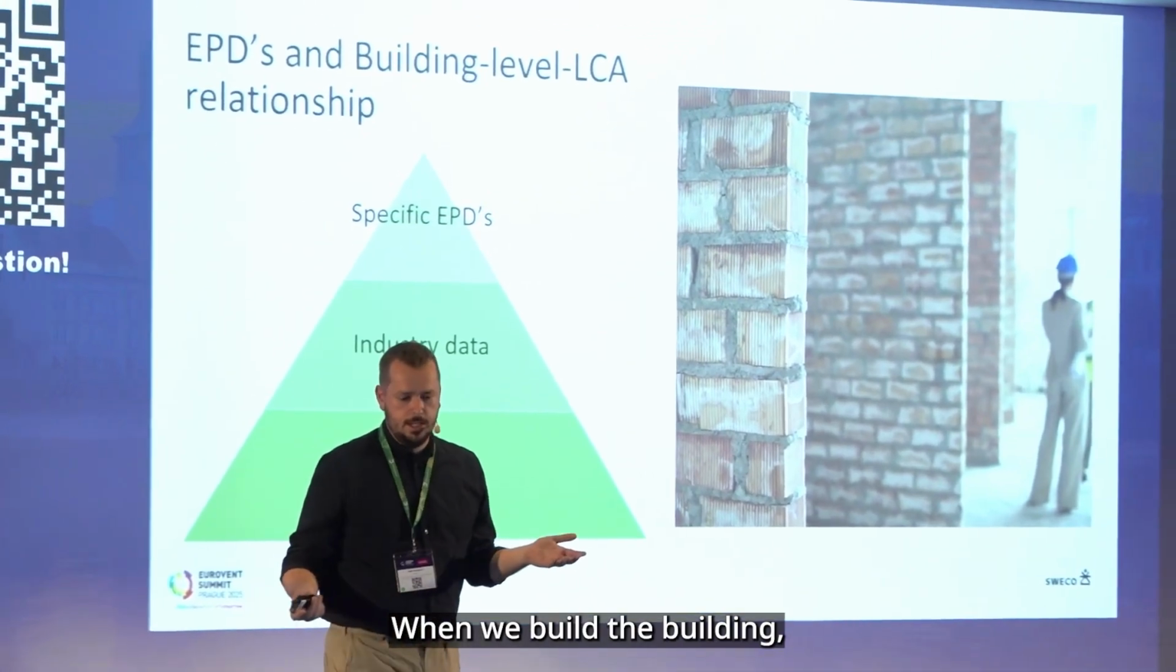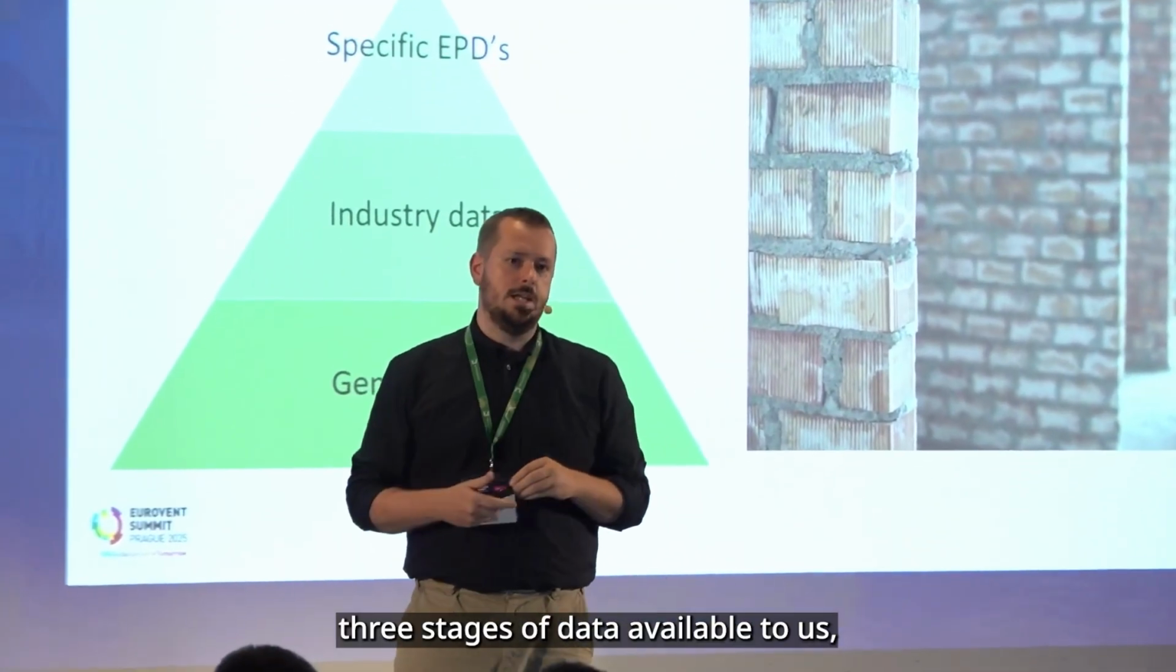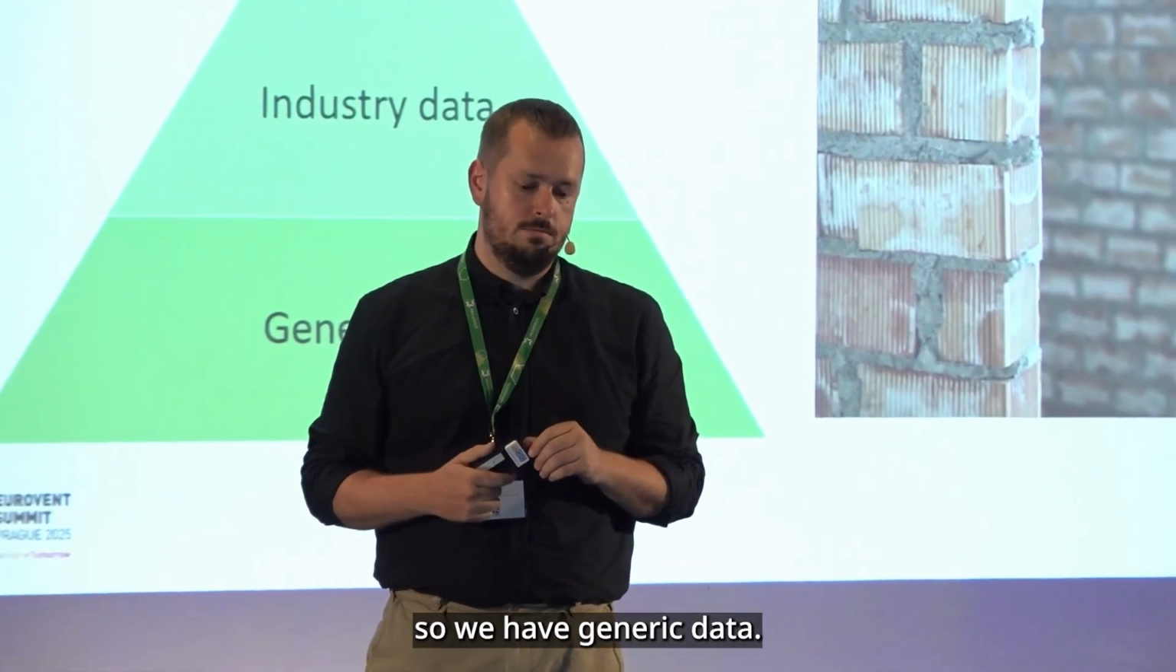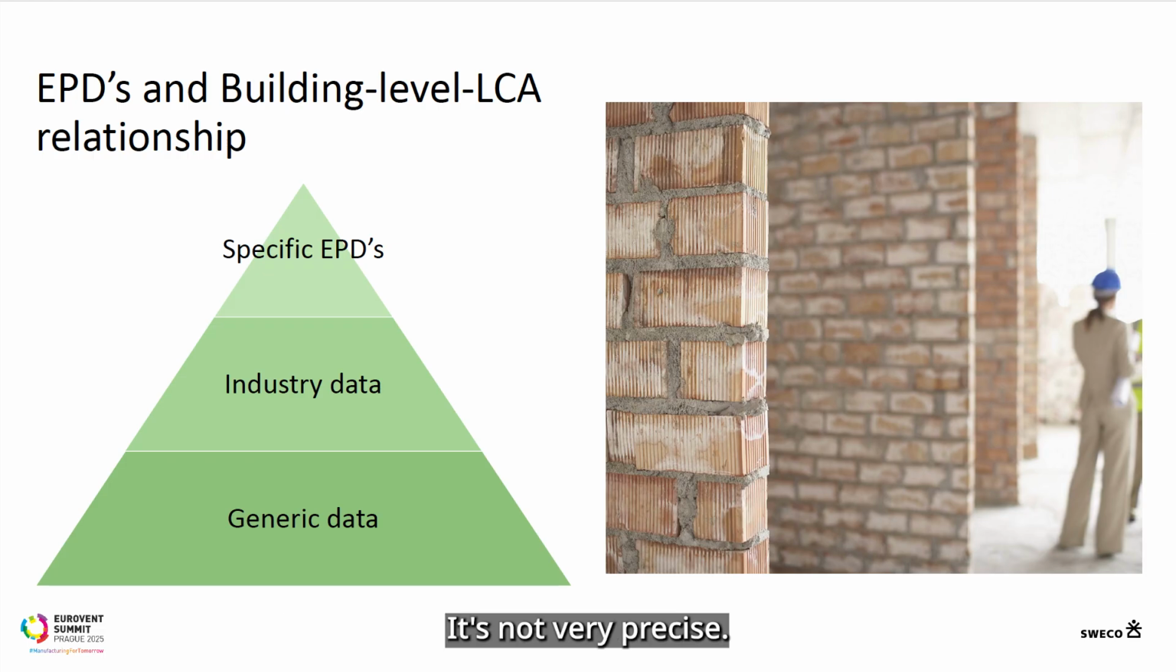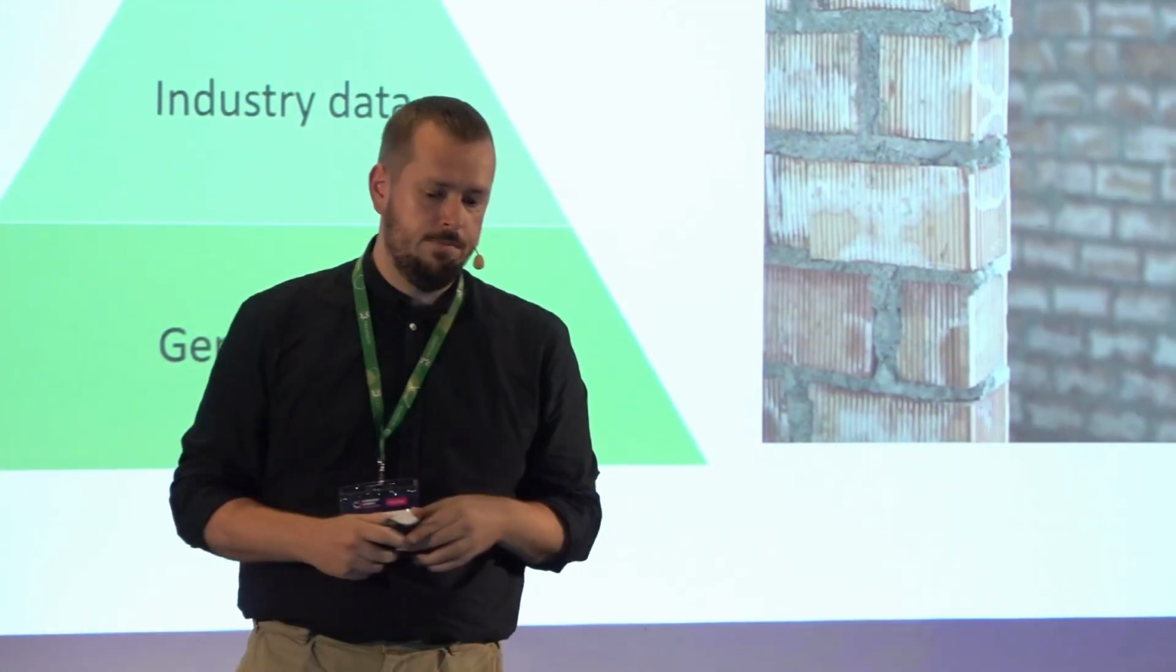When we build the building LCA, we have these 3 stages of data available to us. So we have generic data. This is found in some European databases. It's not very precise. You cannot differentiate between one product that is made in Italy or one that is made in Sweden. So it's very generic. It's very rudimentary for the very first calculations that you make.